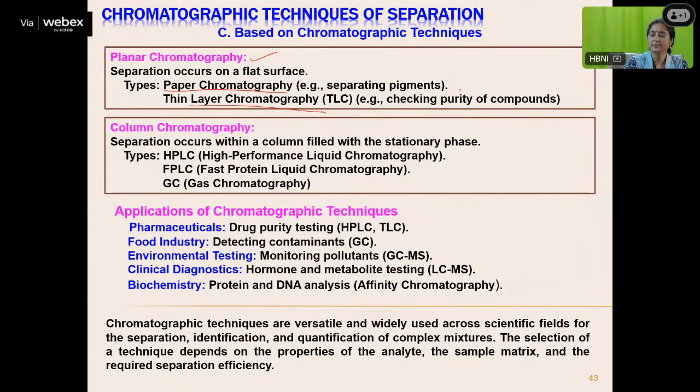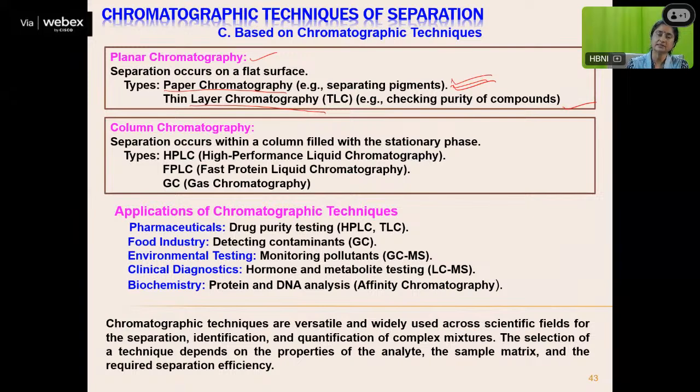This is used for separation of pigments. You can do it at home also. If you take some sketch pen and put that ink on a filter paper and then dip it in alcohol at home, you can separate the various colors of your sketch pen. That is paper chromatography. Thin layer chromatography is used for checking the purity of compounds.